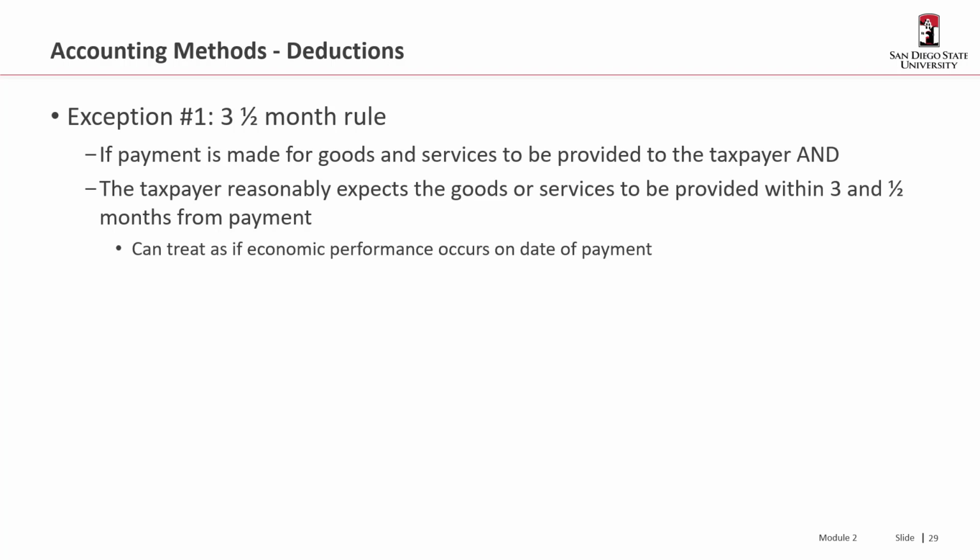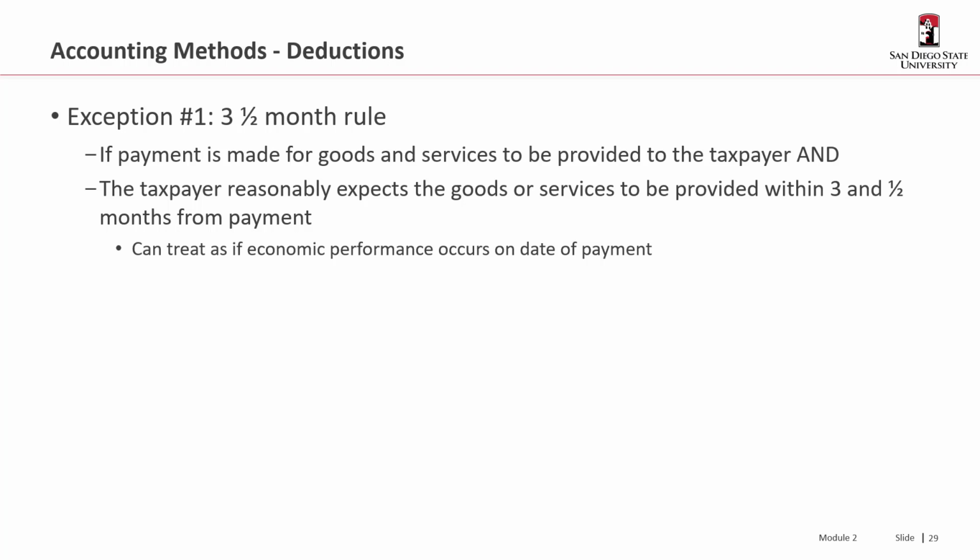There are exceptions to the rules, because there always are. The first one is what we'll call the 3.5-month rule. So if a payment is made for goods and services to be provided to the taxpayer, and the taxpayer reasonably expects those goods and services to be provided within 3.5 months from payment, then the taxpayer can treat it as if economic performance occurred on the date of payment.